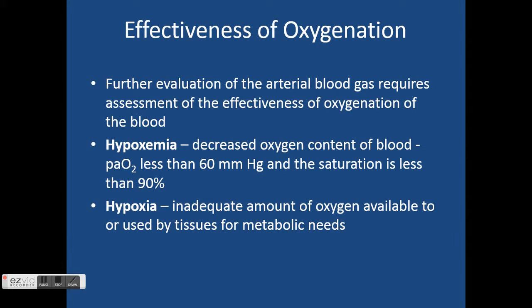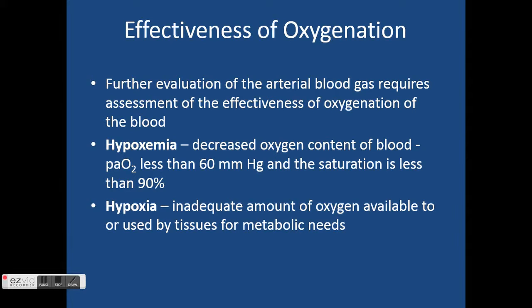Again, the fourth thing that you want to think about when you're interpreting a blood gas is the effectiveness of oxygenation. So remember that you can do this with an arterial blood gas. You can't do this with a venous blood gas. Remember, there are various definitions that give you an idea about oxygen effectiveness.